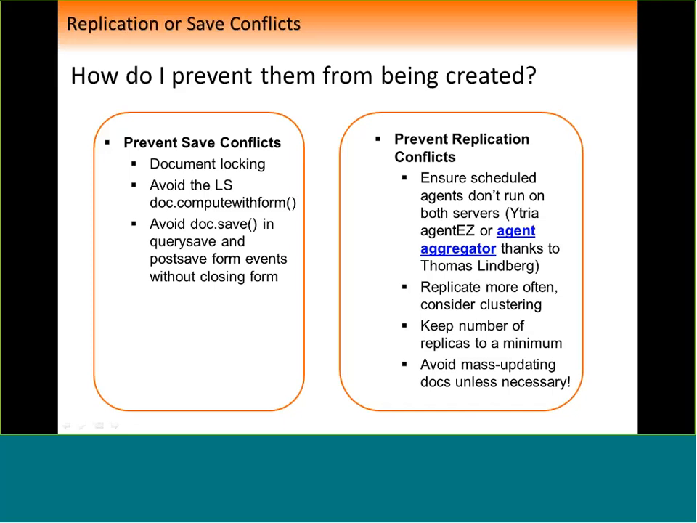The other thing to look at is if you're not replicating often enough, consider clustering the servers, because then you're going to have in-memory cluster replication happening, your streaming cluster replication. That's going to help prevent those. Obviously, keep the number of replicas to a minimum, not having multiple replicas on the same server. And then the last thing that's really critical as far as preventing replication conflicts is don't do a lot of mass updating of your documents, or certainly if you need to do that, don't do it when your users are active in them at the same time.